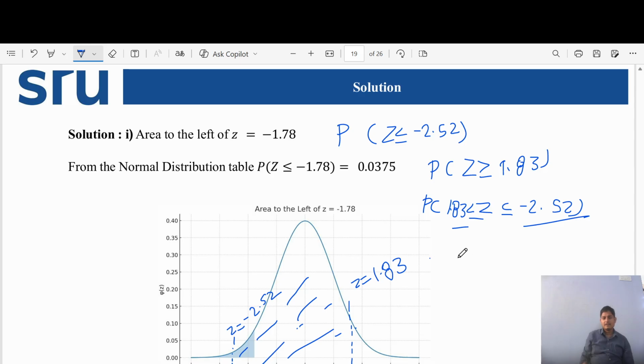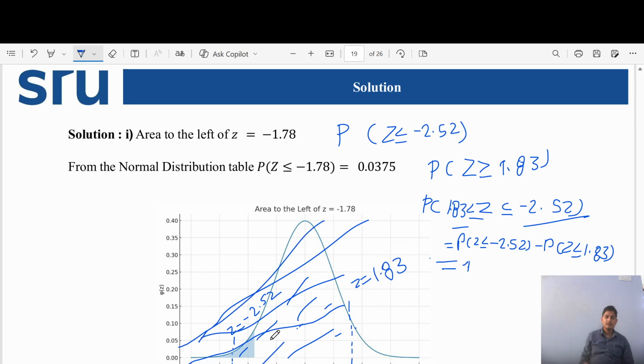So we just write it as P(Z less than minus 2.52) minus P(Z less than 1.83). Meaning thereby we evaluated this whole area. And we subtract this area from the whole area. So we get this area.